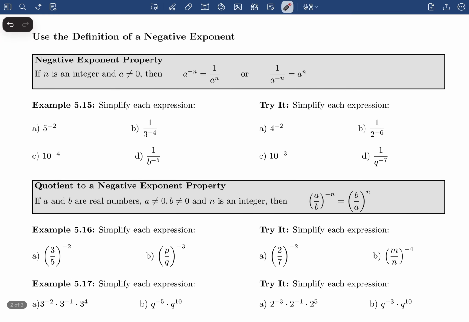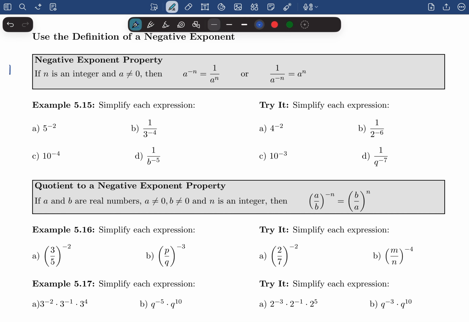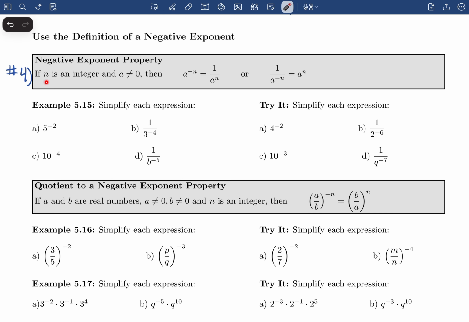Great, let's go ahead and move forward into our next property. So this next property, our fourth one of the day, is the negative exponent property. So if n is an integer and a does not equal 0, then a to the negative n power equals 1 over a to the positive n power. Or 1 over a to the negative n equals a to the n.